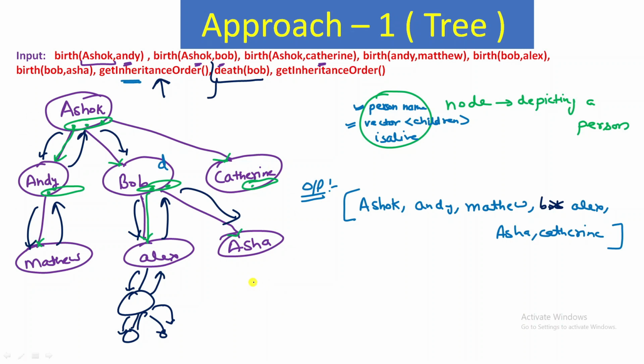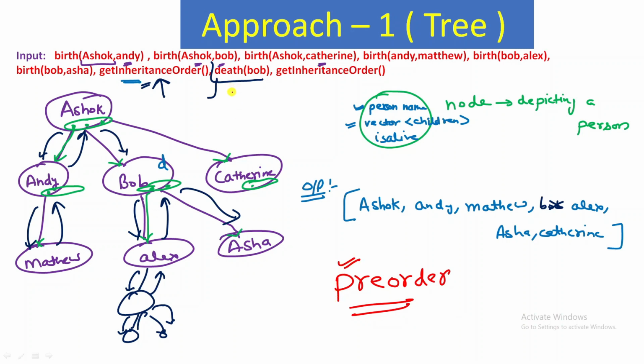So if you see, this traversal of the tree is basically depicting which traversal? We normally have three traversals of the tree: pre-order, in-order, and post-order. So which traversal is getInheritanceOrder depicting? Basically this is pre-order traversal. Pre-order traversal of this tree will give me the order of inheritance.